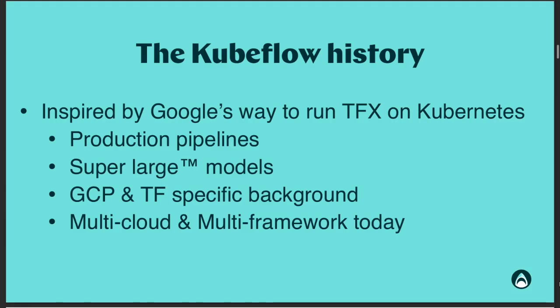That's a good point. Kubeflow as a name also has a hint in it. The kube part comes from Kubernetes and flow comes from TensorFlow. So it's inspired by Google's internal way of running TensorFlow Extended on top of Kubernetes. It's built for production-ready pipelines. It's very focused on very large-scale models, which makes sense given Google's amount of data and machine learning models. In the beginning, it was built on GCP, Google's cloud, with a very TensorFlow-specific background as well.